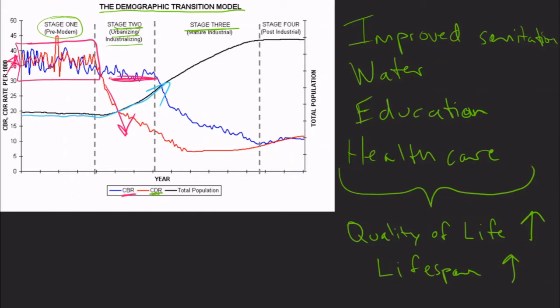You're less likely to die of cholera or typhoid or these other typically preventable diseases if your quality of life has gone up and you have clean water, and if you have education and you have access to medicine and health care. So let me clear some of these things off here.